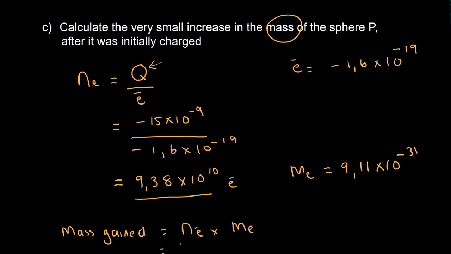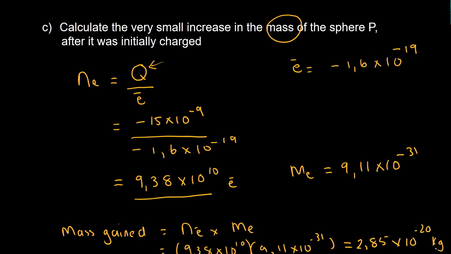So that is equal to, we've already worked out our answer, 9,38 times 10 to the 10. That's the number of electrons it's gained. What's the mass of a single electron? 9,11 times 10 to the minus 31. I'm running out of space, so I'm going to write it next to it. And the answer is 2,85 times 10 to the minus 20 kilograms. Look at that. Absolutely tiny. But that is the mass that is being gained by sphere P.